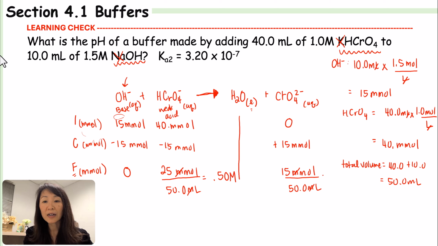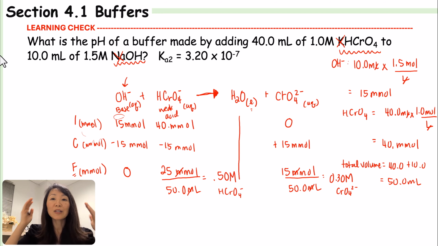And for its conjugate base, 15 divided by 50, if you were to punch this into the calculator, you would get 0.30 molarity of CrO4 2 minus, and this is HCrO4 minus. So let me just kind of take you back and come back here.